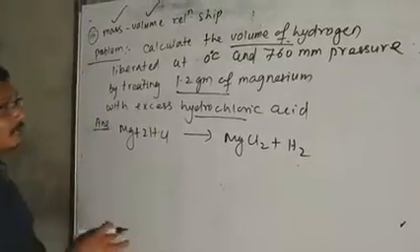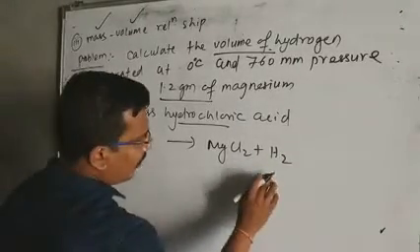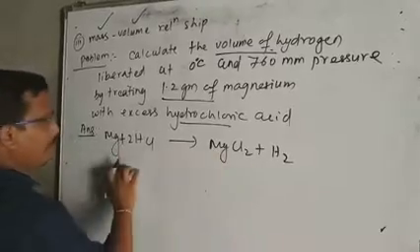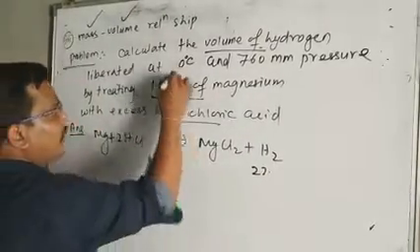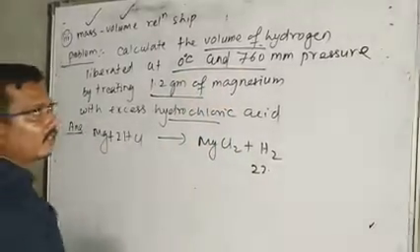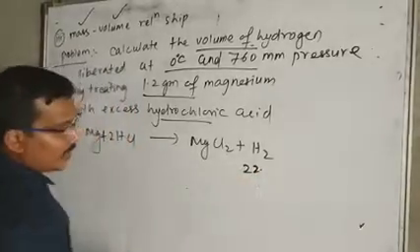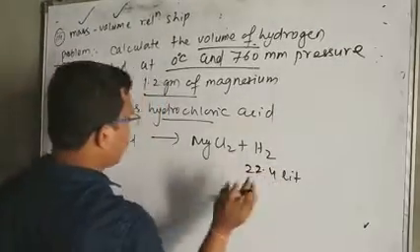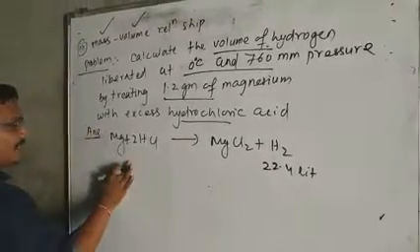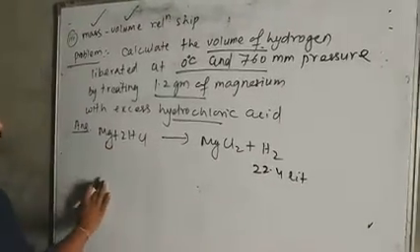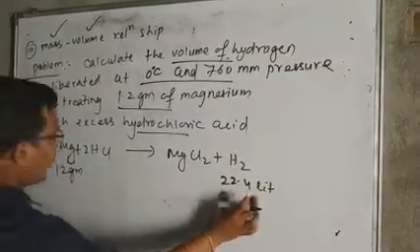If you want to find out the volume of hydrogen, then it is bound to write the relation with the volume and mass. That means we know that at NTP condition, that is 0 degree, 273 Kelvin and 760 pressure, at NTP condition 22.4 liter of hydrogen is liberated by reacting with the gram atomic mass of magnesium, that is 24 gram. This is your mass and this is your volume relation.